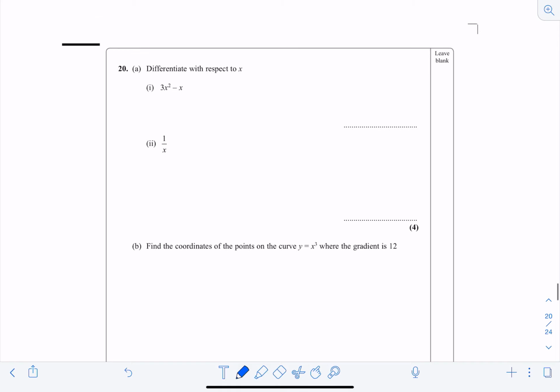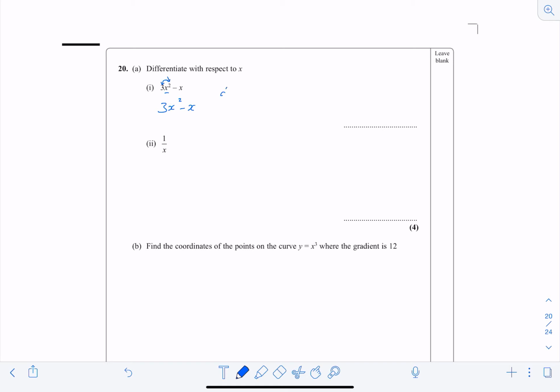Differentiate with respect to x, right? This is something where you can pick up some really easy marks, actually. You get the x, you take that number, you move it down by one value, and then you times that number by the original number. So I've got 3x squared minus x.